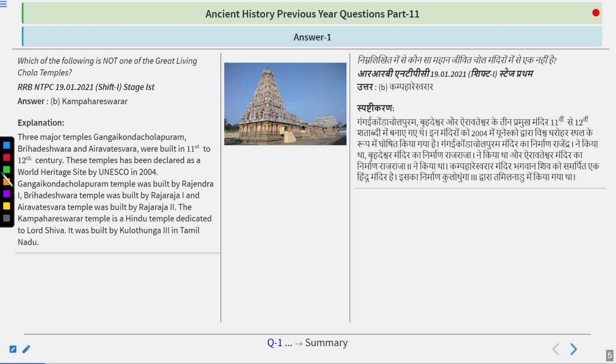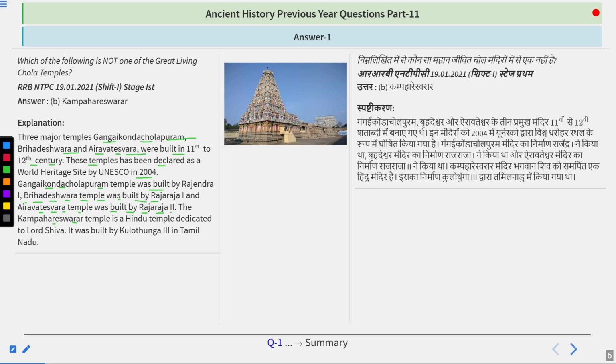Kampareshwarar. The three major temples built during the time of the Cholas, Gangai Konda Cholapuram, Brihadeshwara and Airavateshwara, were built in the 11th and 12th century. These temples have been declared World Heritage Sites by UNESCO in 2004. Recently, the 46th session of UNESCO's World Heritage Committee was held in Delhi in July. Apart from that, we have a total of 43 UNESCO World Heritage Sites in India. Gangai Konda Cholapuram Temple was built by Rajendra I, Brihadeshwar Temple by Raja Raja I, and Airavateshwar Temple by Raja Raja II.